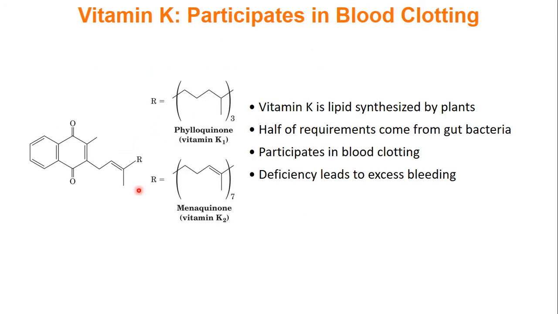Vitamin K is another vitamin that is part of blood clotting. And these are actually synthesized by plants, funny enough. But half of our requirement for vitamin K comes from our own gut bacteria. So although we don't make vitamin K, we get half of it from what's in our gut already, the other half through plants. And like I said, this is part of blood clotting, and if you don't have enough vitamin K, you can have excess bleeding.